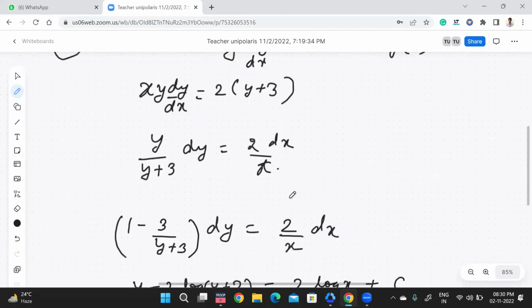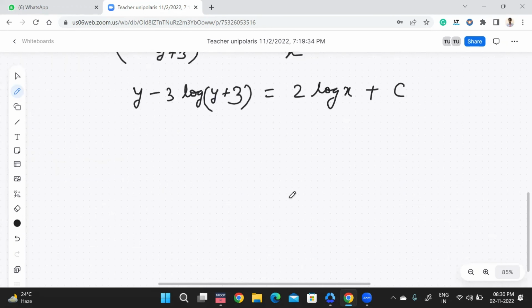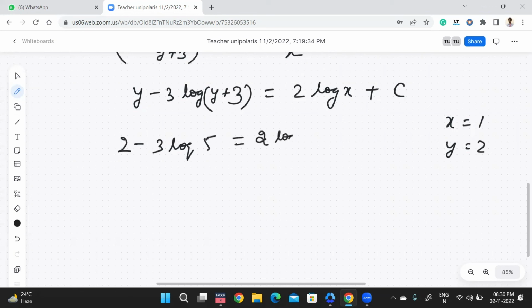So the given condition was y(1) = 2. So y(1) = 2 means x is 1 and y is 2. So 2 minus 3 log 5 gives us 2 log 1 plus c. So what is the value of log 1?